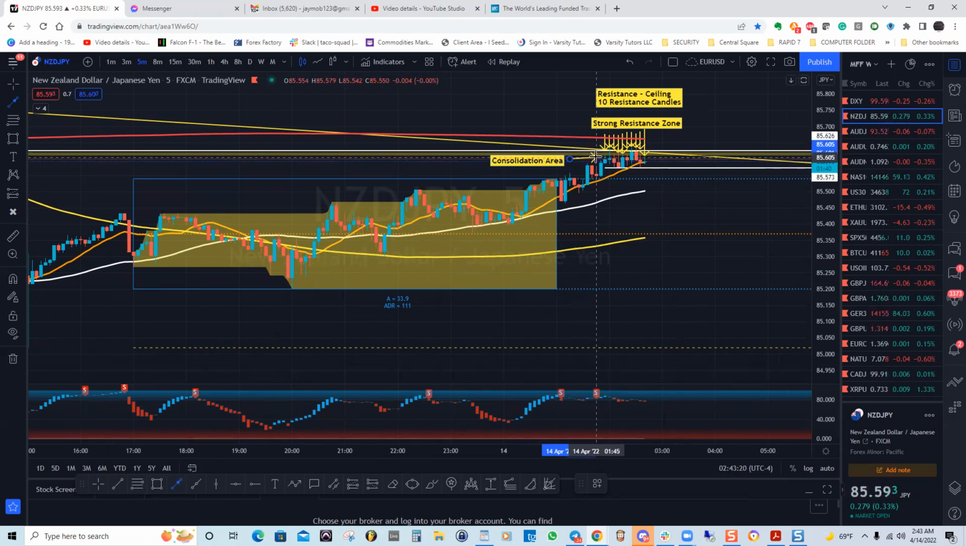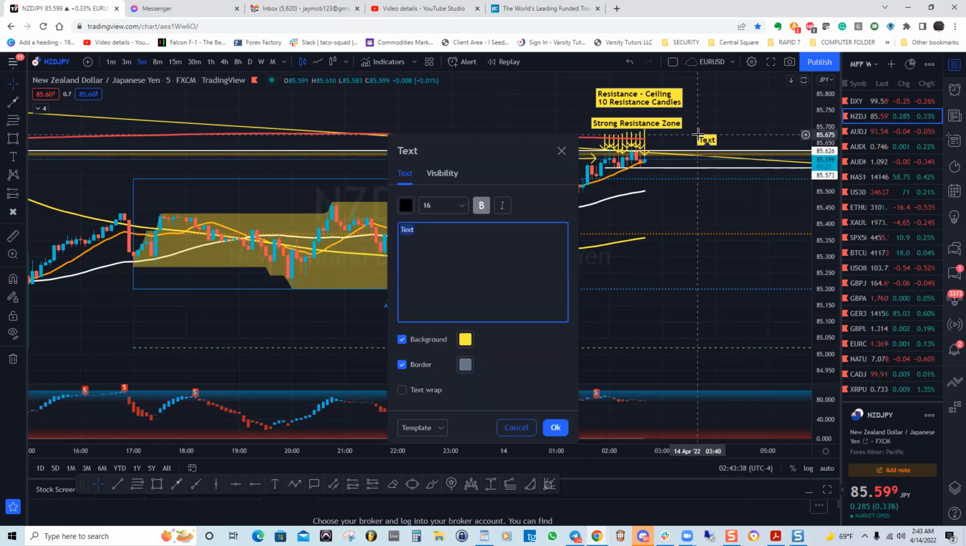So I have a lot of stuff going for me right now. I've got a strong resistance zone. I got the resistance ceiling. I got 10 resistance candles. I got a consolidation area right here. So I'm expecting price to break through here, and it's overbought on the RSI. RSI is telling me it's overbought, which typically could mean something, or it could mean nothing. Overbought on RSI.